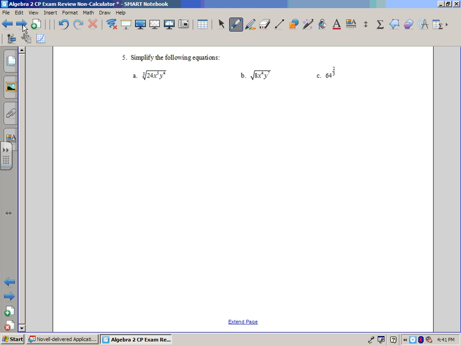Number 5, I'm going to simplify the following expressions. For A, let me go ahead and write it as prime factors. If you do a prime factorization for A, you would get a 2, a 2, a 2, a 3, and x's and y's. I can't tell, but I'm assuming that's 5 x's and 4 y's.